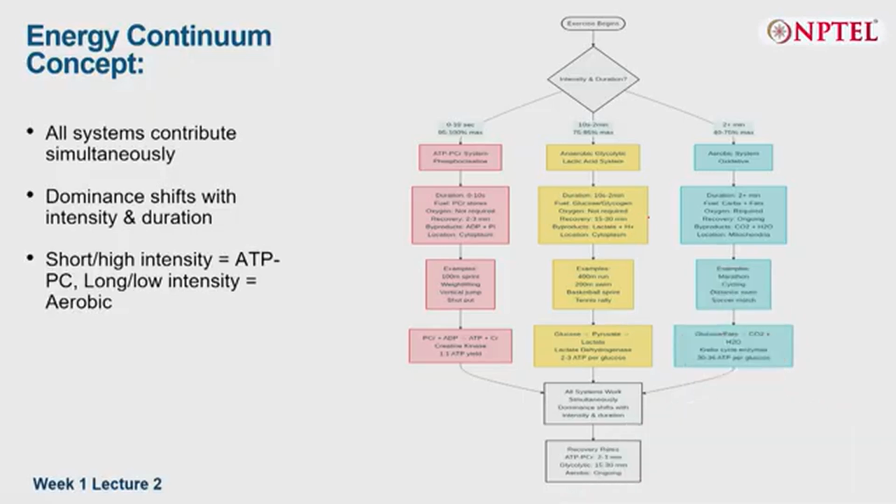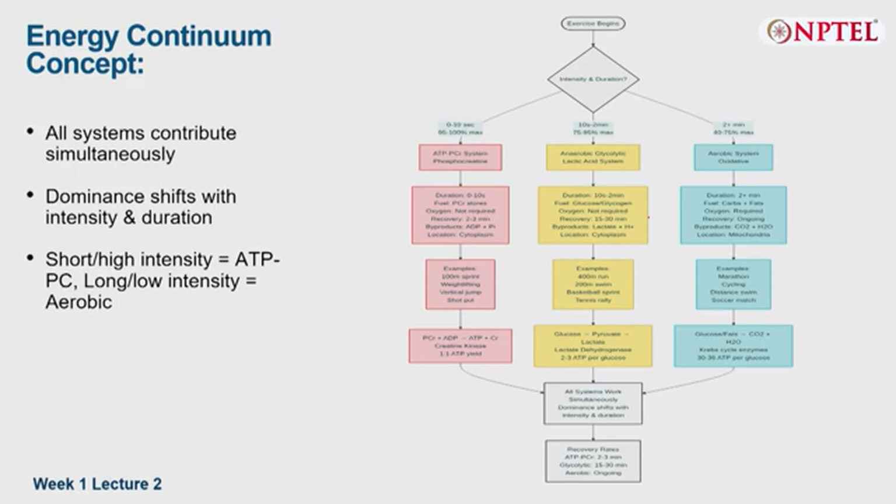So here we can see the energy systems against intensity and duration. As I have mentioned, if it is a 10-second duration, then the ATP-PCr system is the strongest system which gives you the energy. The fuel comes from the PCr store, oxygen is not available, and recovery is 2 to 3 minutes, which is very important for planning the training program.